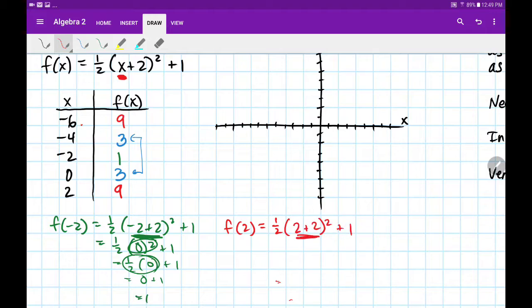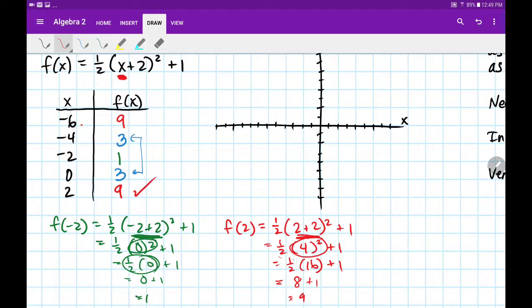So inside the parentheses, we're dealing with 2 plus 2, which is 4 squared. Next, ignore the 1/2. It's there to distract you right now. You've got to use your exponents first. So that's 4 squared is 16. And then half of 16, that's 8. And finally, 8 plus 1 is 9. And so that checks out.